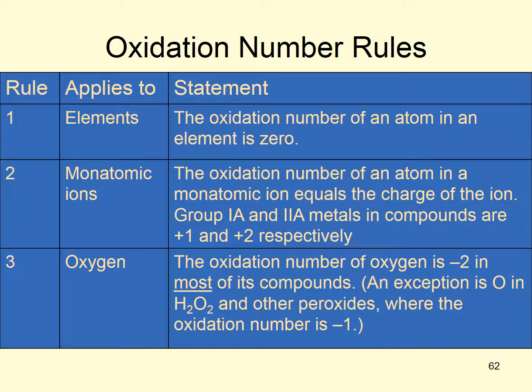Oxygen, rule 3, says that the oxidation number of oxygen is almost always -2. So in most of its compounds, it's a -2. There is an exception. If you've got a peroxide like H2O2, the oxidation number is -1 for oxygen. Usually what I do is I go along assuming it's a -2, and then if some other rule contradicts it and it won't work out, then generally it's the oxygen that needs to be changed to a -1. But for the most part, you can assume it's a -2.